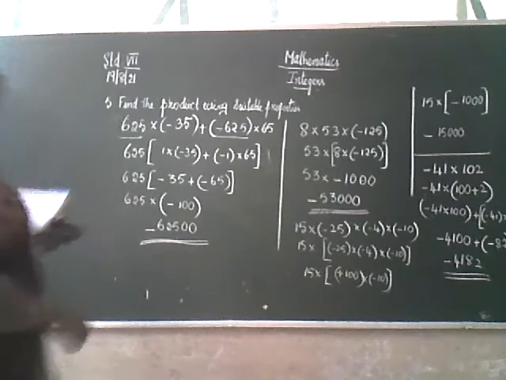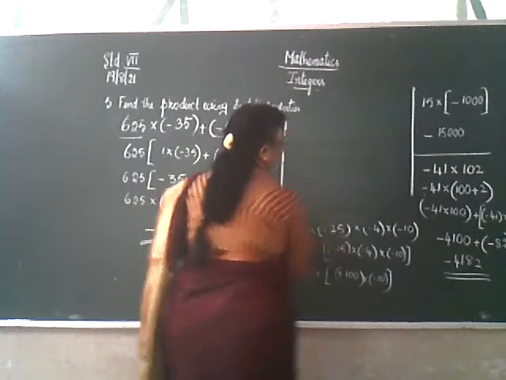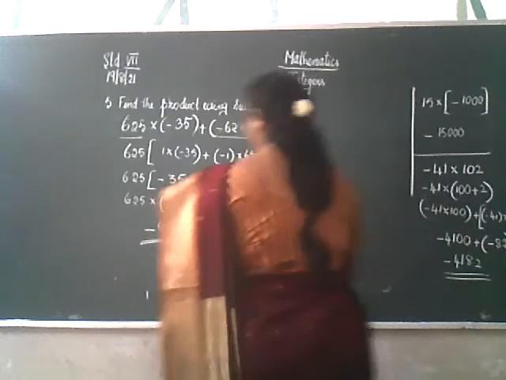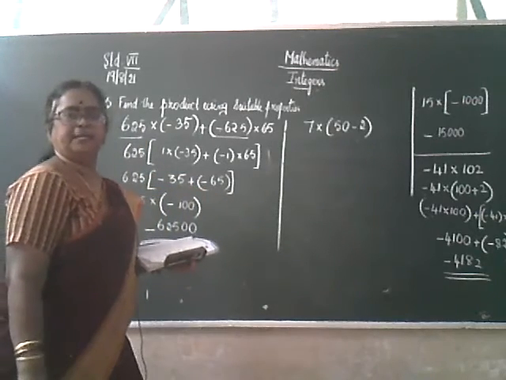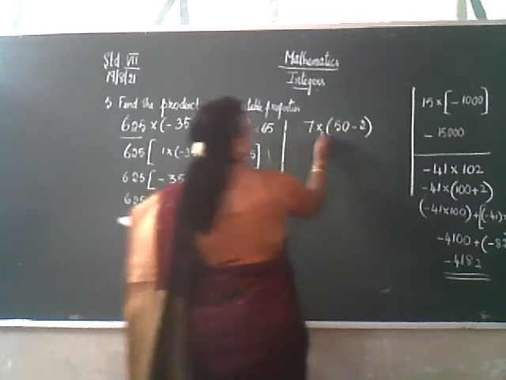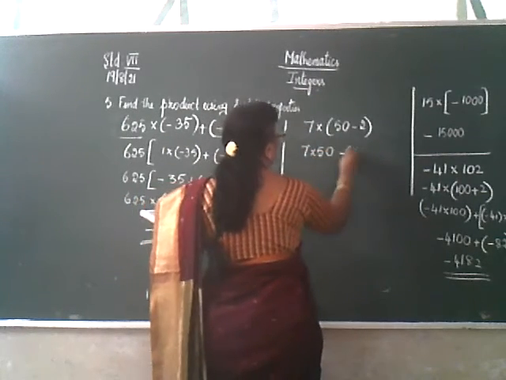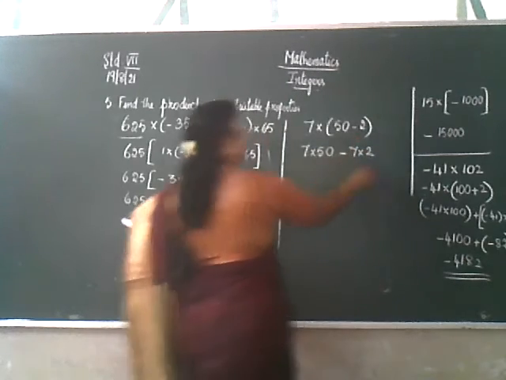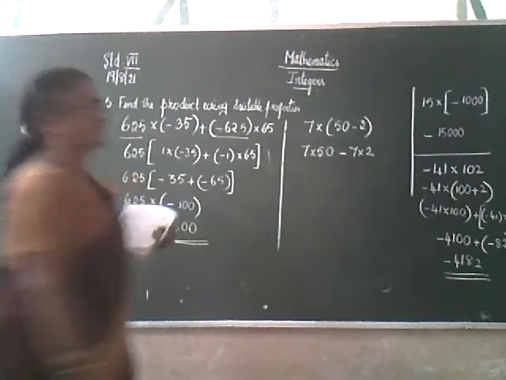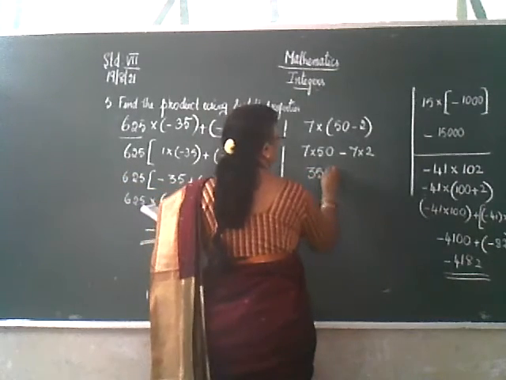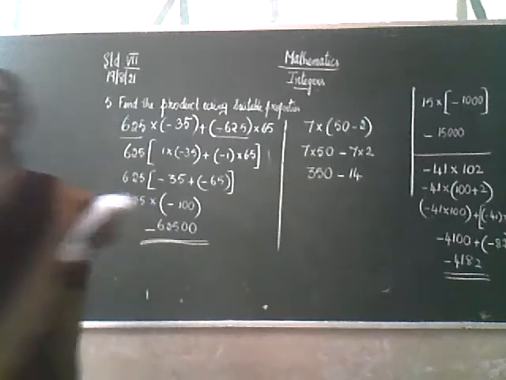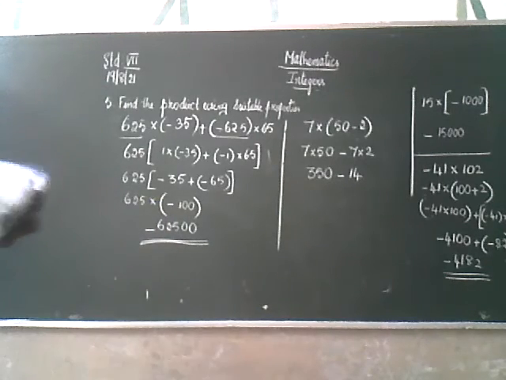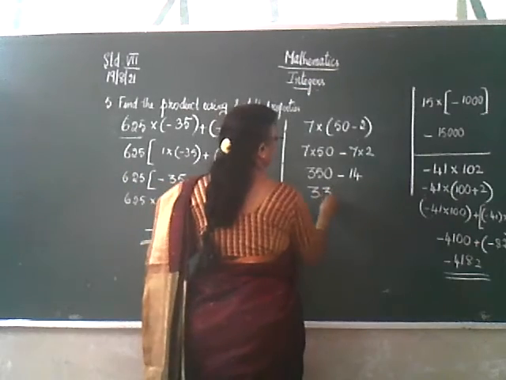Yes. Next. Let me do the next sum. He himself has given 50 minus 2. Okay? Multiplication over subtraction. Multiply now. 7 into 50 minus 7 into 2. What is 7 into 50? 7 5s are 35, so 350. What is 7 2s are? Yes, 14. What is 350 minus 14? Tell me. 300 and yes, 36. Very good.